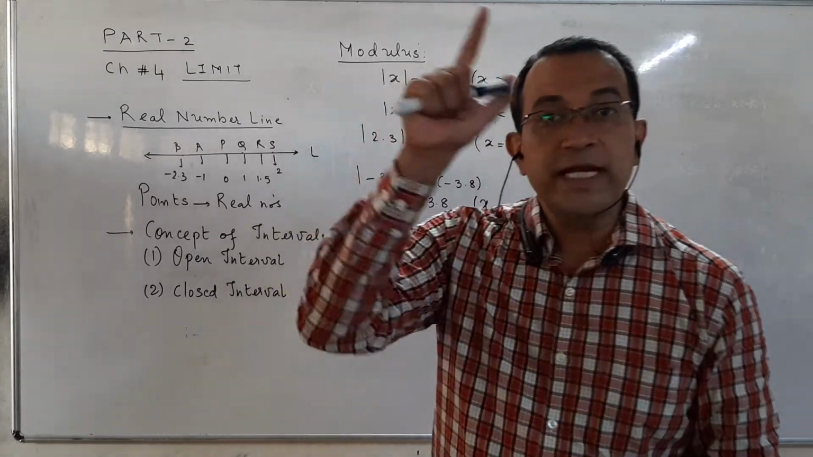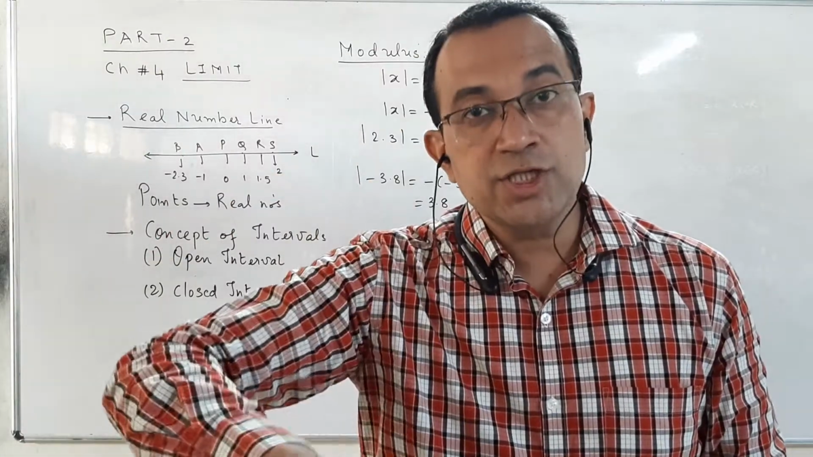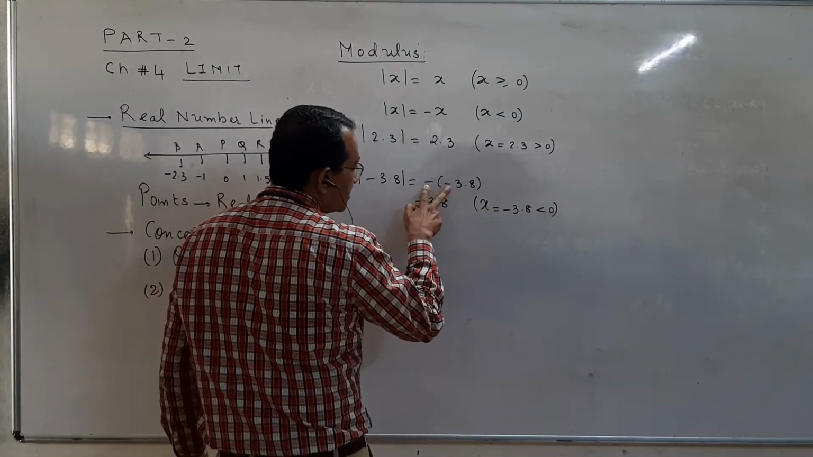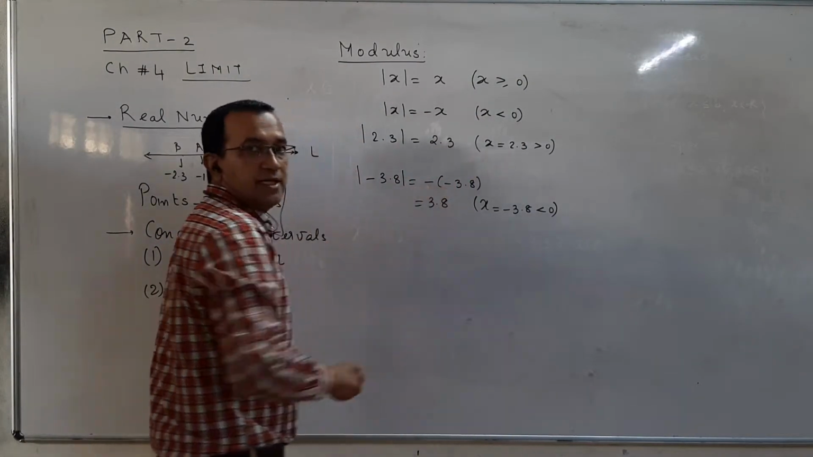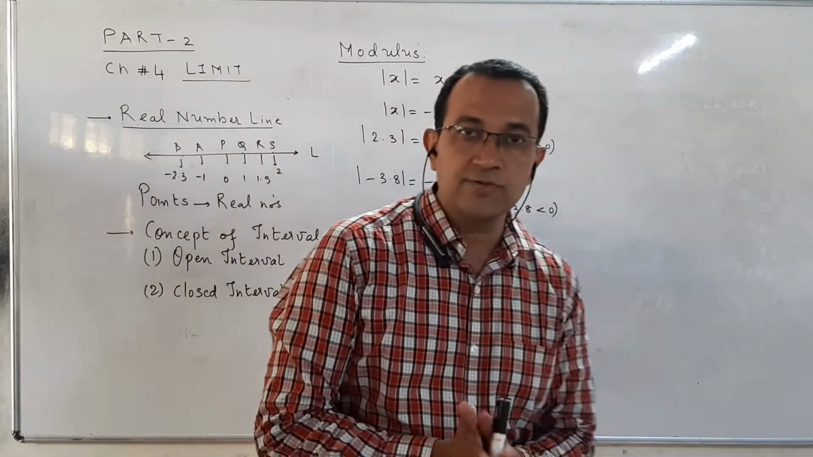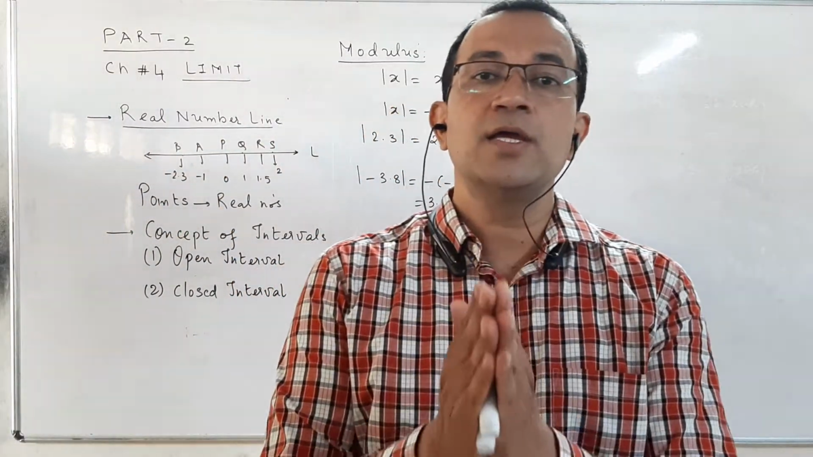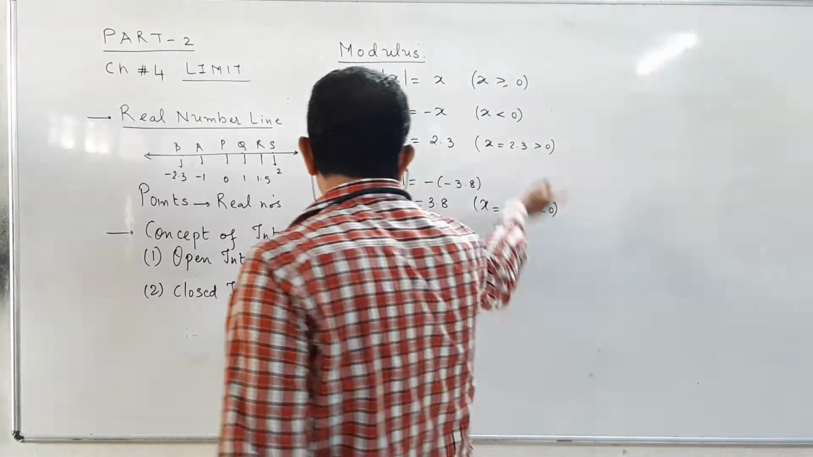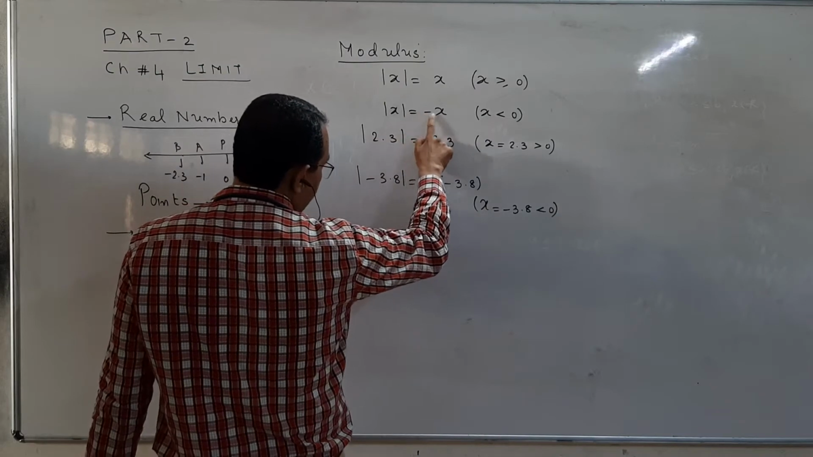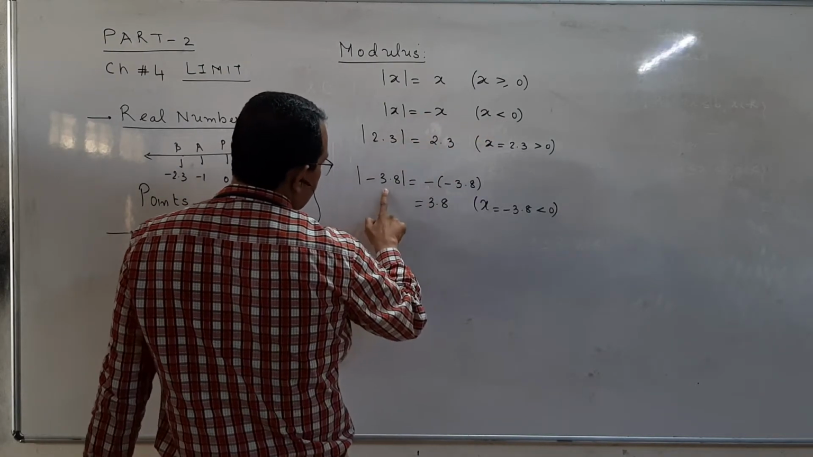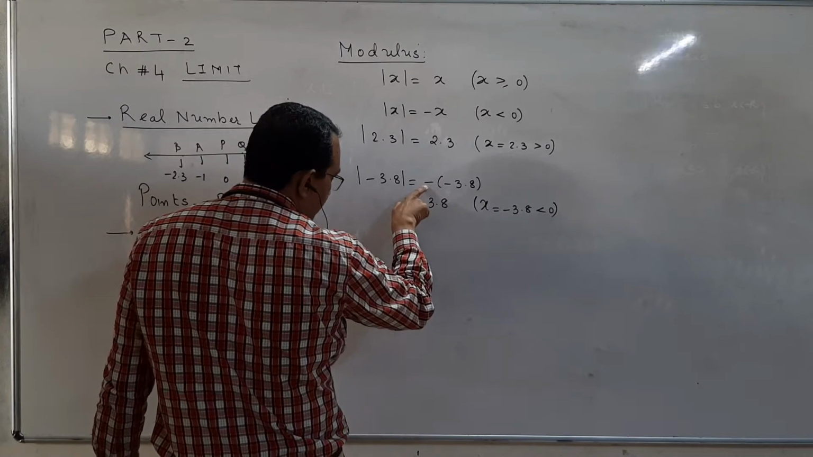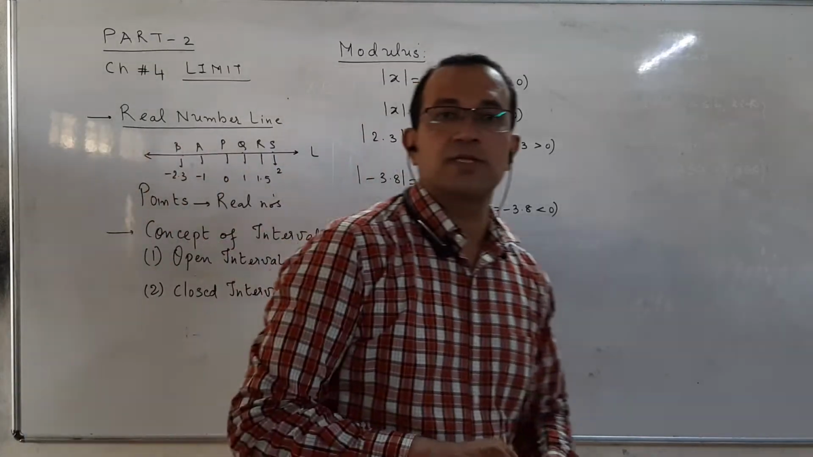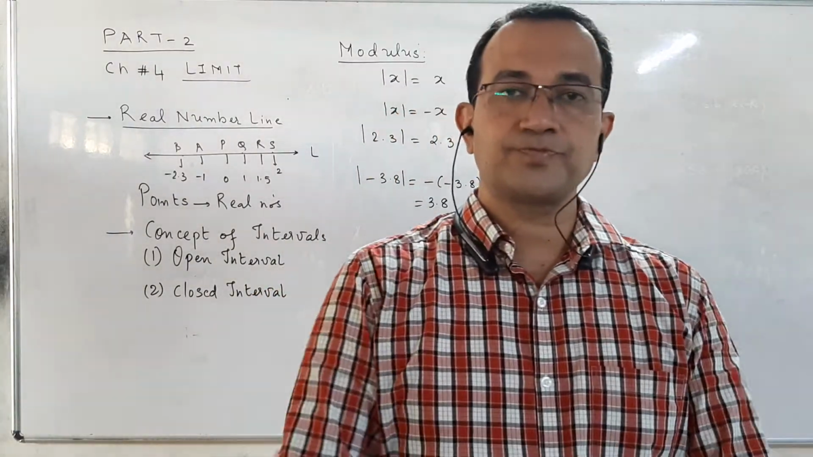Why does the modulus of a negative number change to positive? The answer is one more negative sign is multiplied, which makes negative into positive, and that is why the modulus answer is always positive. So we write mod x is equal to minus of x when x is negative. This x is negative, one more negative sign is multiplied. That negative sign into negative sign makes the value positive.